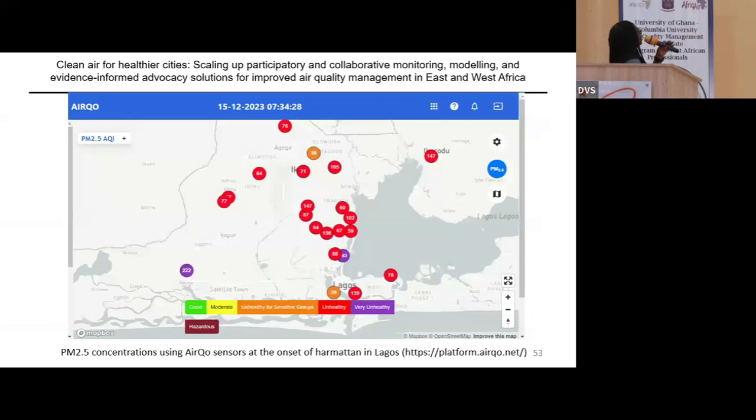So this is the Equo device that we use, and I want to talk a bit about this. This is a project funded for us by the US Department of State. It's called Clean Air for Healthier Cities, Scaling Up Participatory and Collaborative Monitoring, Modeling, and Evidence-Informed Advocacy Solutions for Improved Air Quality Management in East and West Africa. It involves five countries: Nigeria, Uganda, Burundi, Ghana, and Cameroon.